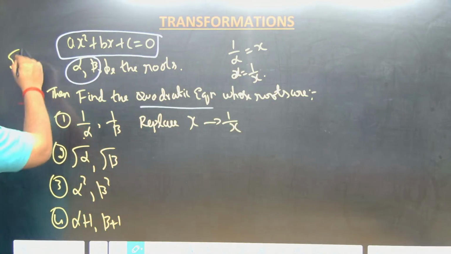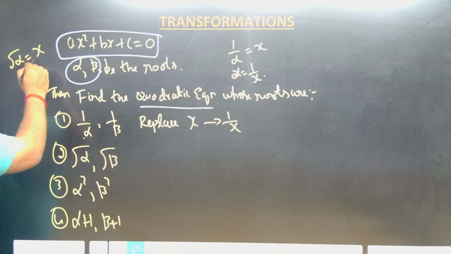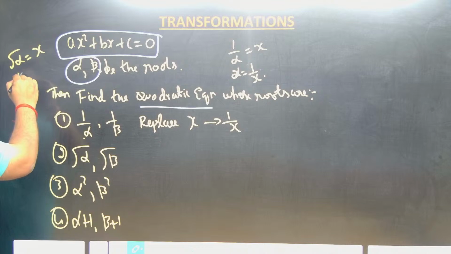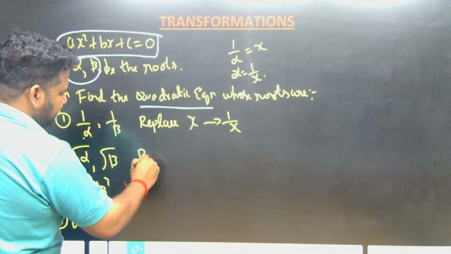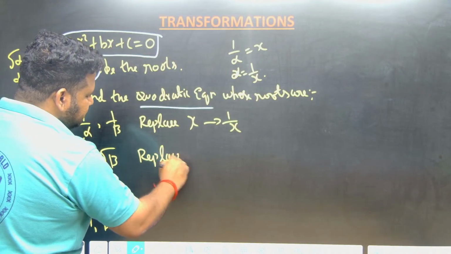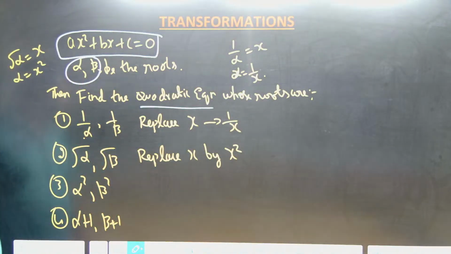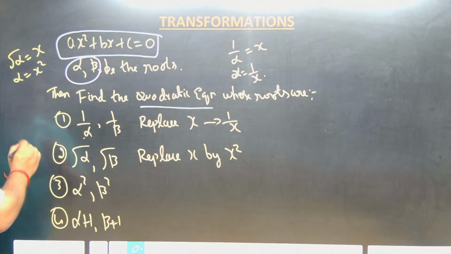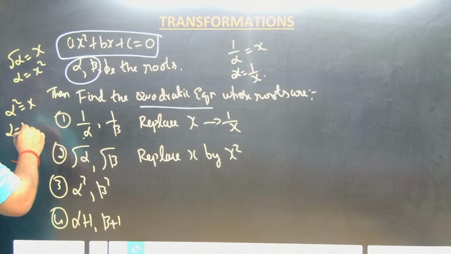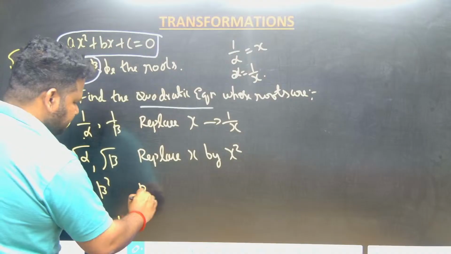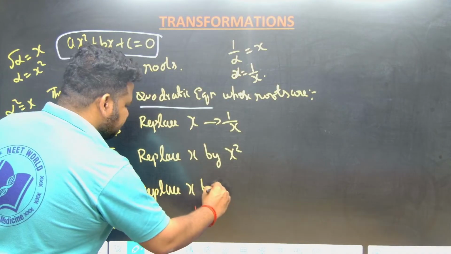Now I am coming to the second question. Root alpha, if I equate it to x, then alpha will become x square, since I should square on both sides. So here I should replace x by x square. Now see here, if I am having alpha square and I equate it to x, then alpha will be equal to plus or minus root x. So replace x by plus or minus root x.